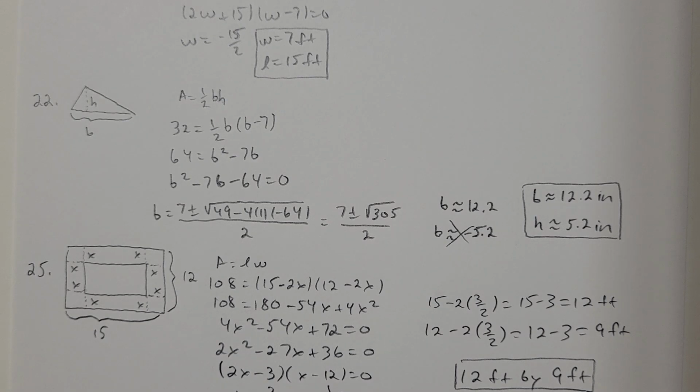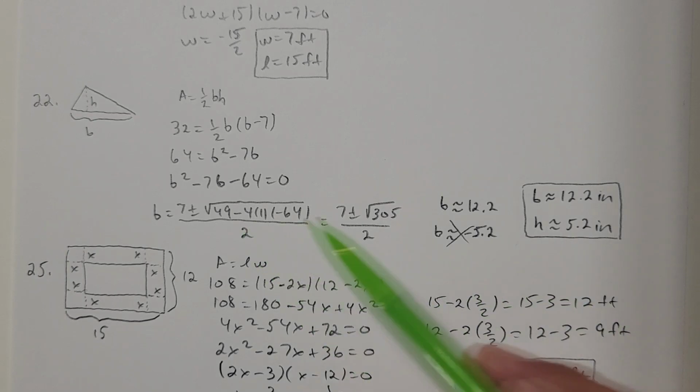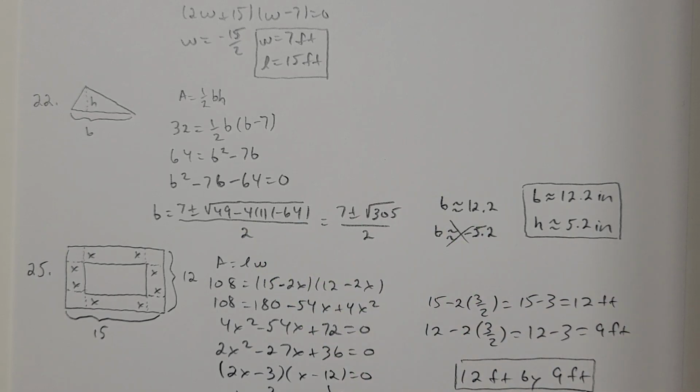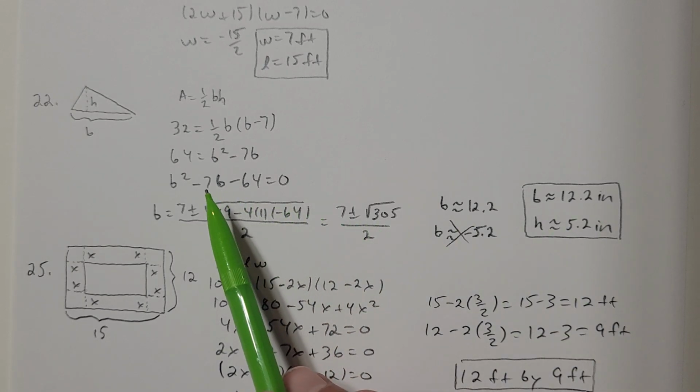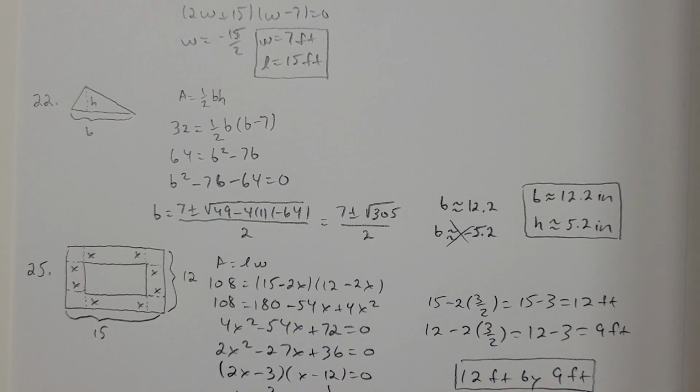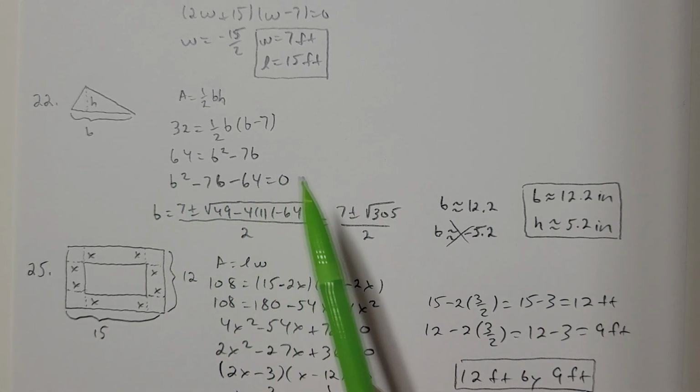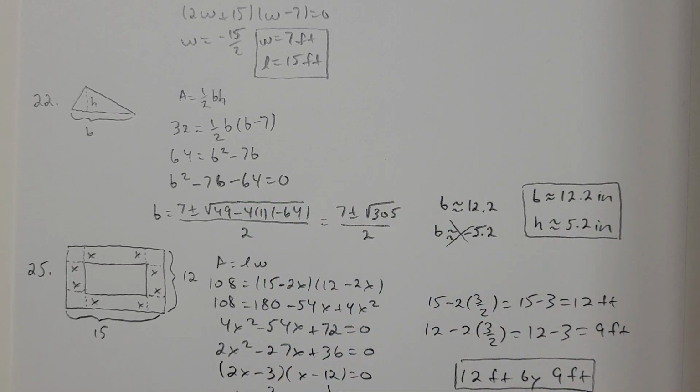Okay, and let's see, 64 is going to have lots of factors, right? So if I'm not seeing the factors pretty much right away, the next best thing is to use the quadratic formula. Okay, so that's what I did in this problem. b is equal to the opposite of -7, which is 7, plus or minus the square root of -7 squared, which is 49, minus 4 times a, which is 1, times c, which is -64, all over 2a, 2 times 1 is 2 in the denominator.